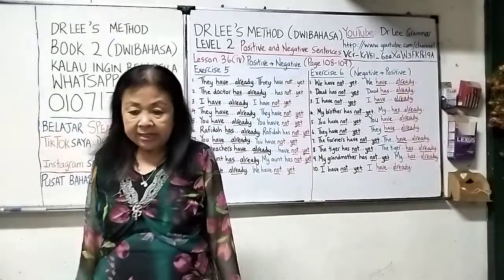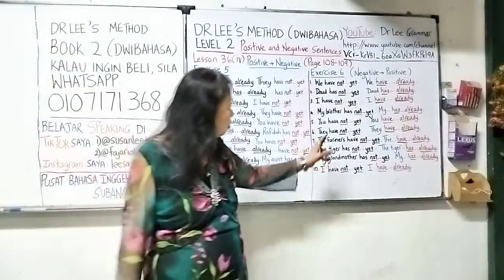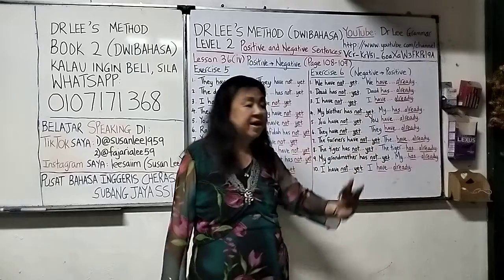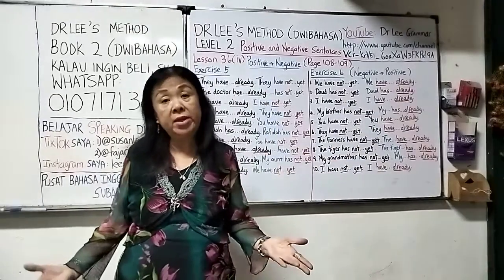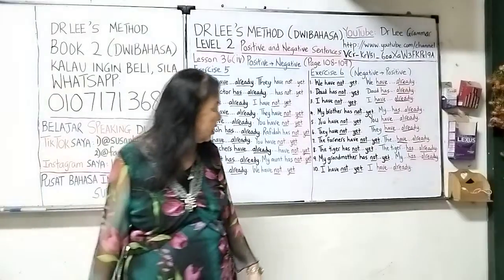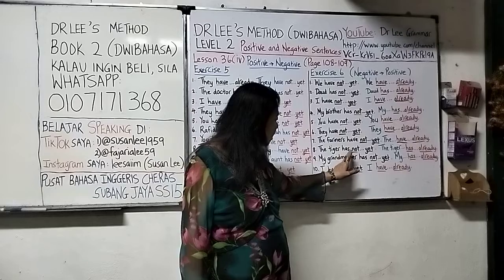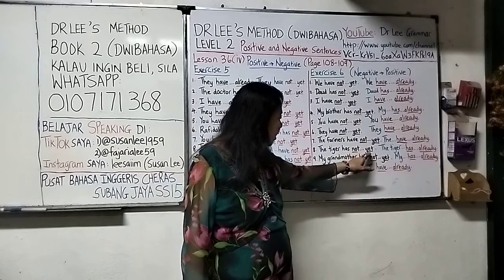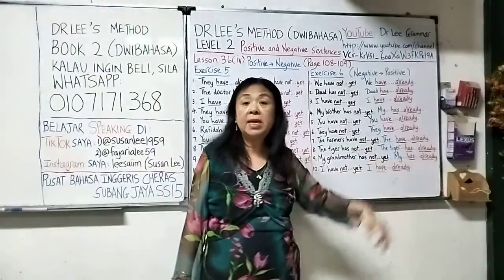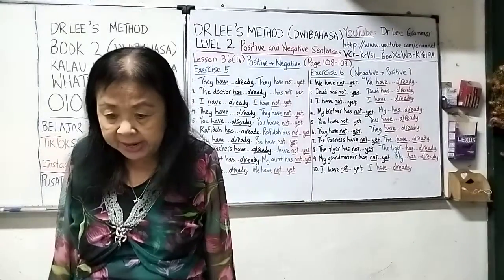Number 6, they have not decorated the classroom yet. Change to the positive: they have decorated their classroom already. Okay. The tiger has not eaten its food yet. The tiger is one, so the verb needs to have s. Has not is the negative, so you need yet. When you change to has, it becomes already. The tiger has eaten its food already.